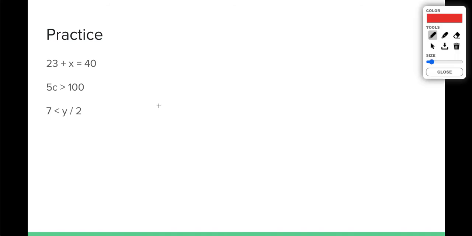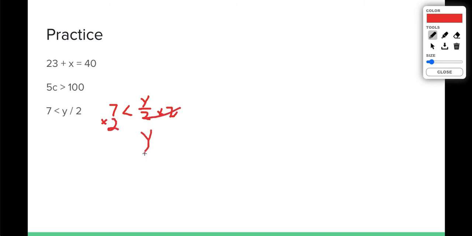Try this one. 7, I'm going to write it this way, is less than y over 2. You guys, before you try this one, what does a fraction bar mean? It means to divide. So think about what the opposite of dividing 2 would be. Press play when you're ready to hear the answer. The opposite of dividing by 2 is timesing by 2. So I'm going to times both sides by 2.